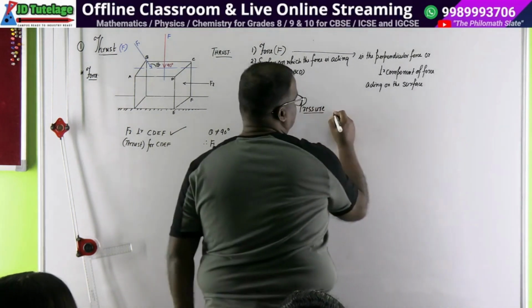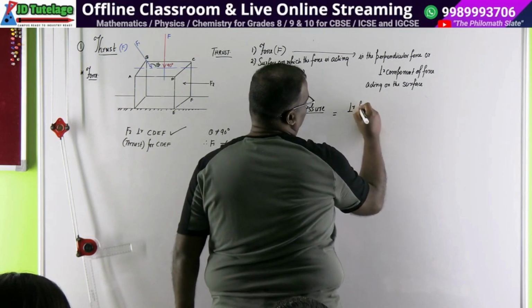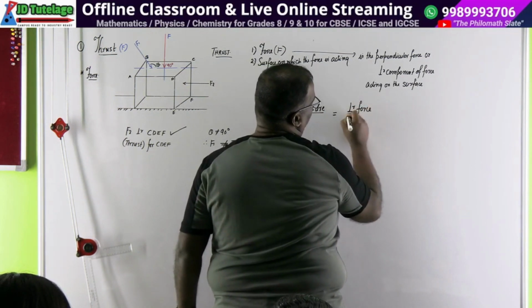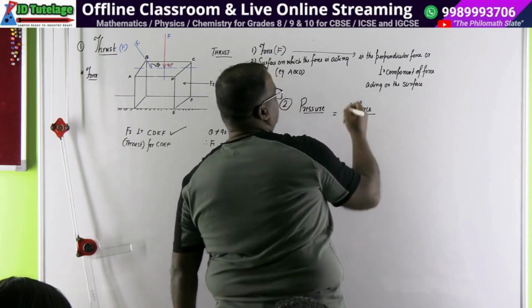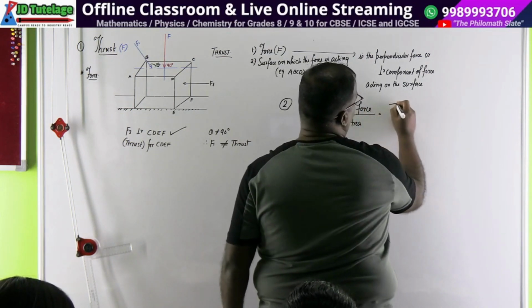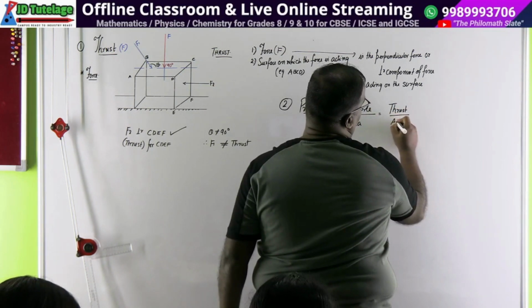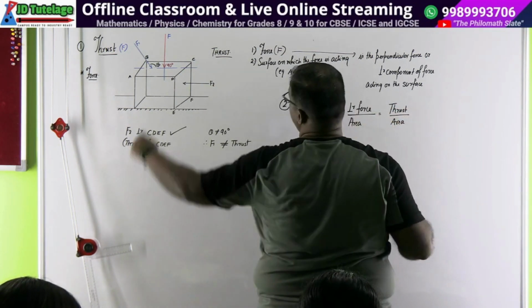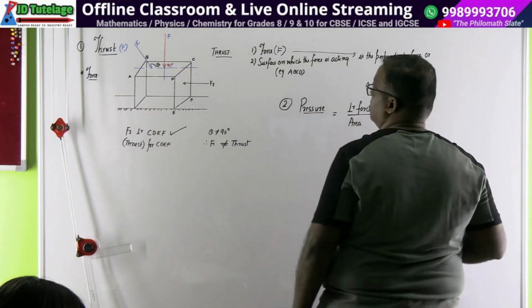Pressure is defined as the ratio of perpendicular force upon the area on which it is acting. Perpendicular force upon the area. And perpendicular force is known as thrust. Thrust upon area. ठीक है, ऊपर से लगता है तो thrust बोलते हैं, नीचे से लगता है तो आप thrust बोलते हैं. ठीक है, perpendicular force.